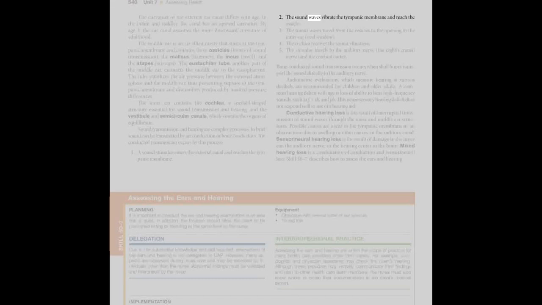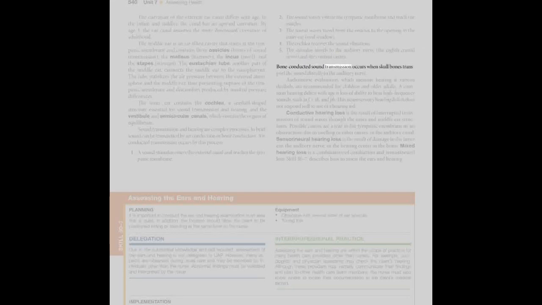2. The sound waves vibrate the tympanic membrane and reach the ossicles. 3. The sound waves travel from the ossicles to the opening in the inner ear, the oval window. 4. The cochlea receives the sound vibrations. 5. The stimulus travels to the auditory nerve, the 8th cranial nerve, and the cerebral cortex.